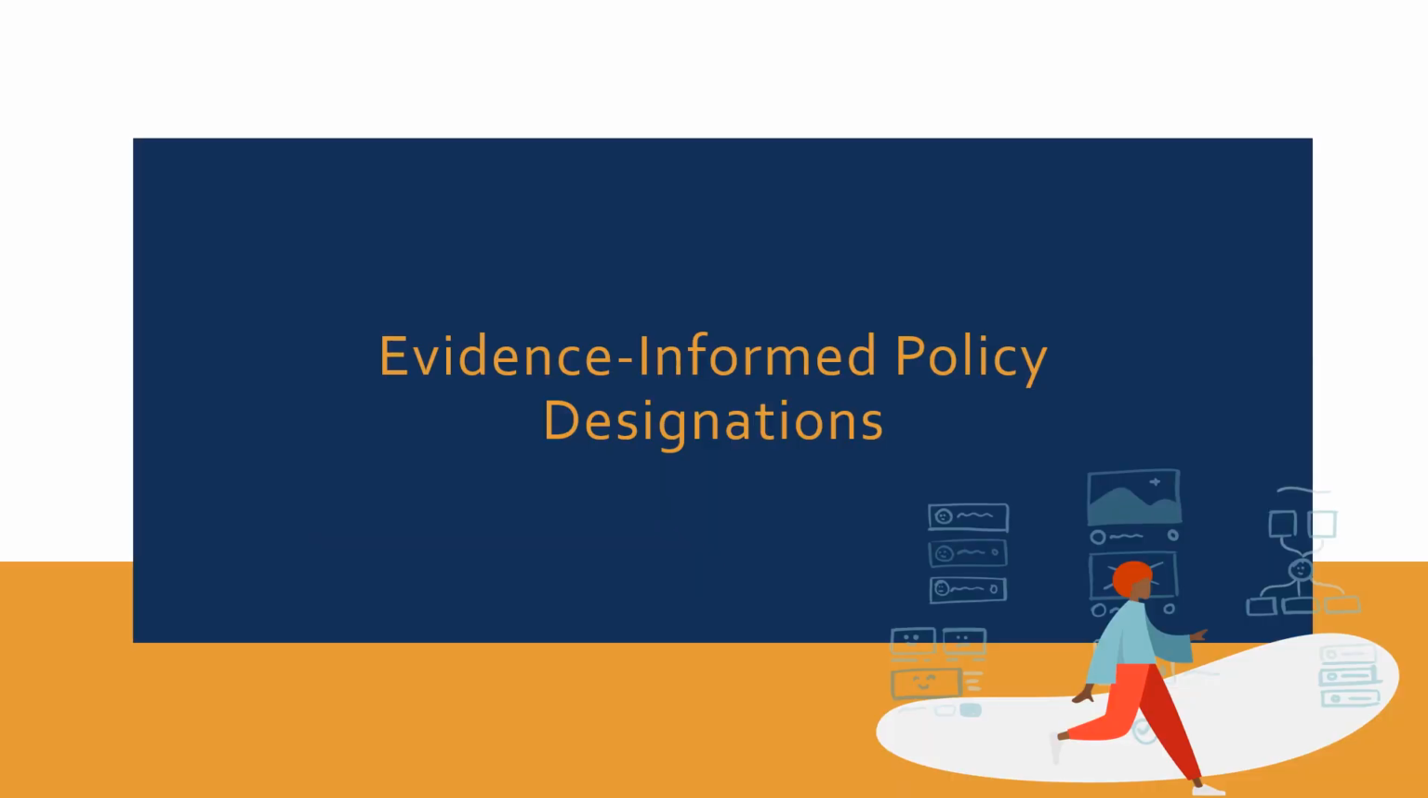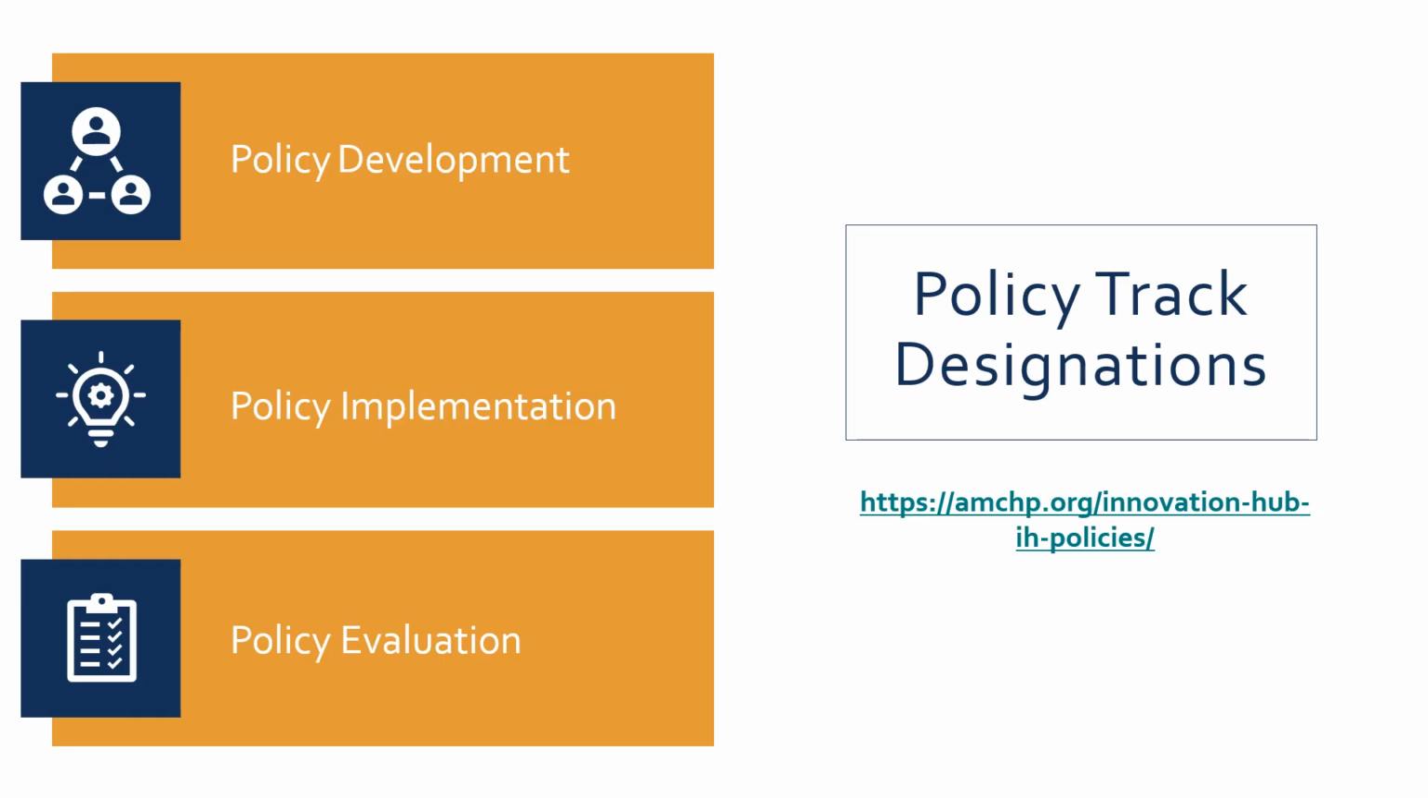We'll start by going over the various designations for the policy track of the MCH Innovations Database. The goal of the policy track is to identify examples of model evidence-based MCH policies that policymakers and MCH professionals can use as blueprints to inform future policies that benefit MCH populations. There are three policy designations that are separated thematically rather than based on level of evidence, as in the practice track. These designations are policy development, policy implementation, and policy evaluation.